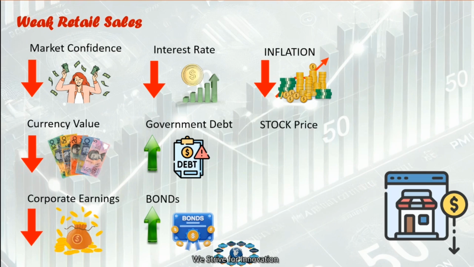How about inflation? Low consumer confidence can lead, of course, to reduced demand, which will potentially lead to deflationary pressure. So the inflation will go down. How about the stock prices? Of course, the stock prices will fall. Poor sales can lead to a sell-off, particularly in consumer-driven stocks. So the stock prices will go down. So this gives you an idea of the effect of strong retail sales and weak retail sales on those aspects that are very important to our economy.